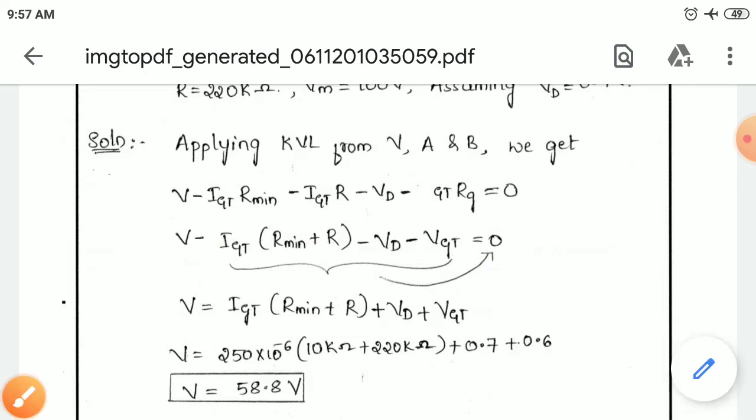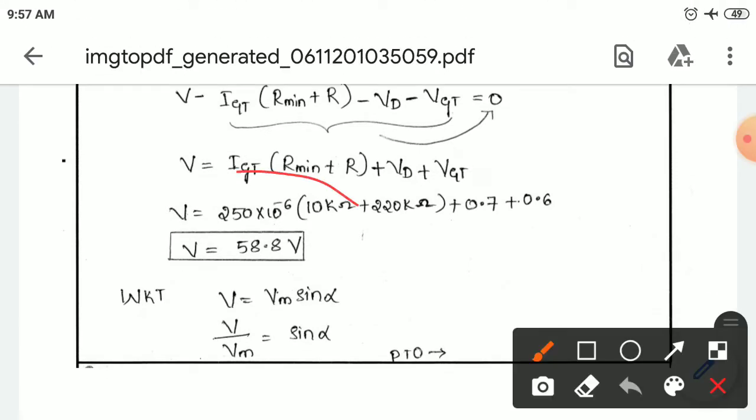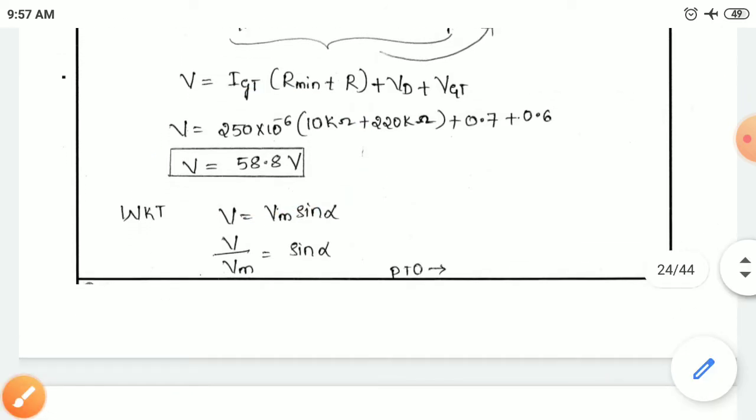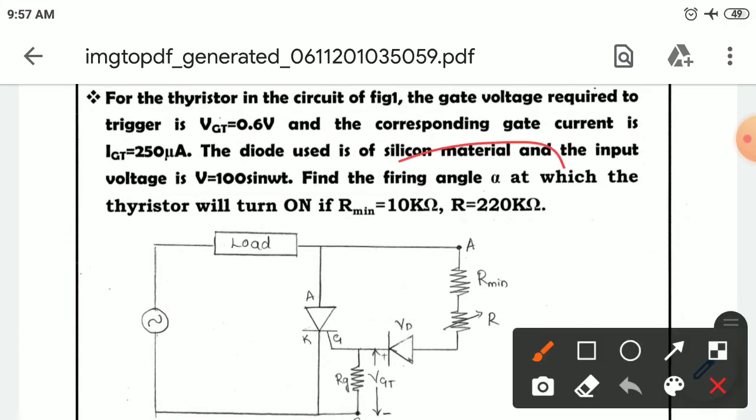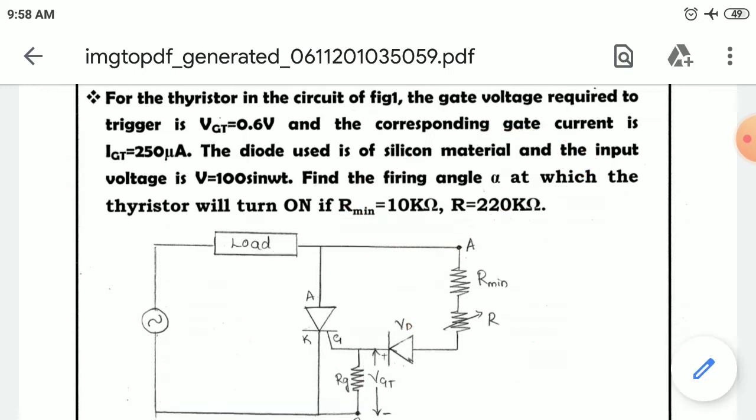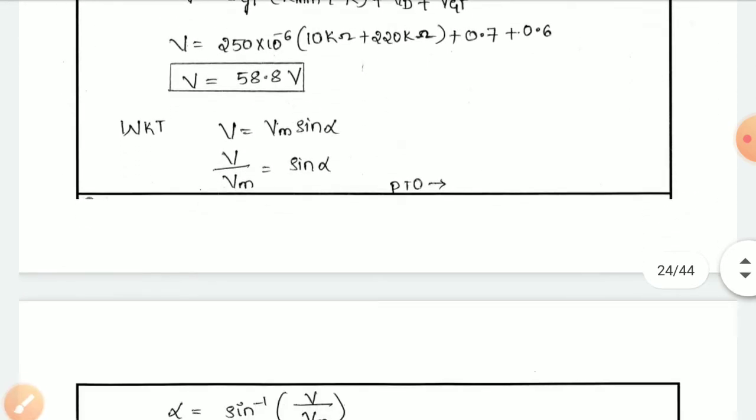So substitute all the given parameters in this equation. You will get V as 58.8 volts. Okay. Now you have to calculate the firing angle. So they have asked you to calculate the firing angle here. Okay. So V minus IGT into R minimum, minus IGT into R, minus VD, minus VGT is equal to 0 if you apply KVL. So you will get the V value. So you have to find out the V at alpha.